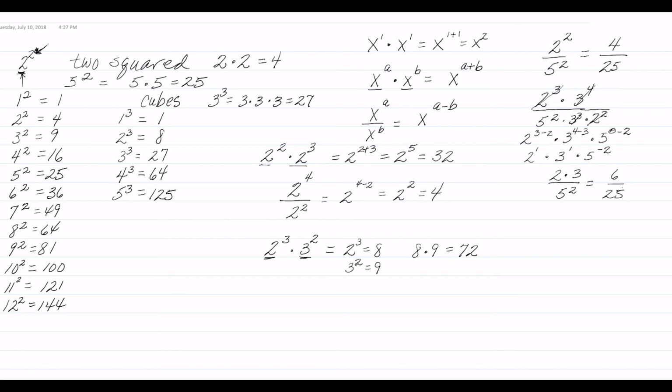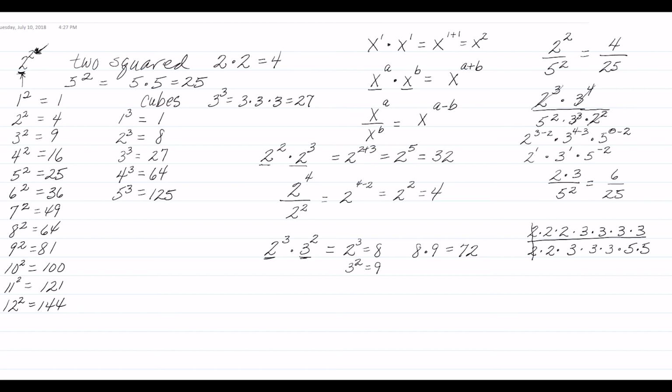Now, another way of looking at this problem might have been to simplify it this way. Let's take our 2 to the 3rd power in the top, so that's 2 times 2 times 2. And we have 3 to the 4th, so we have 1, 2, 3, 4 3s. Then in the bottom, we have 5 times 5, so we have our 5 squared. And then we have 3 to the 3rd, that's going to be times 3 times 3 times 3. And we had in the bottom 2 squared, so that's going to be 2 times 2.